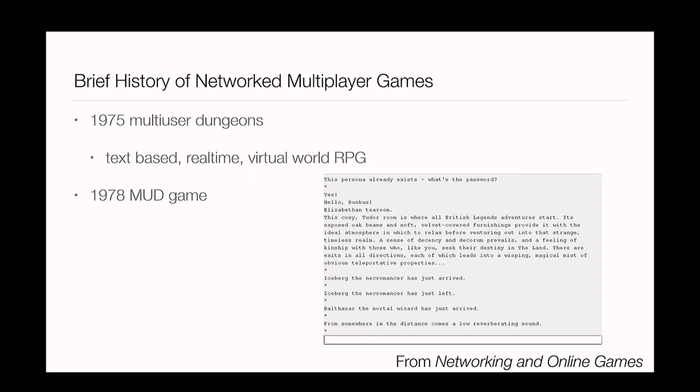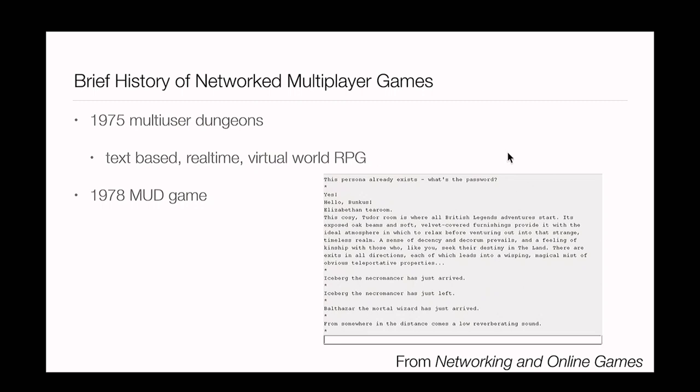All right, 1975, these things called multi-user dungeons showed up. So in the 70s, this is when Dungeons and Dragons first showed up. So a lot of the early computer games were basically the text versions of Dungeons and Dragons. And so these things called multi-user dungeons or MUDs. So if you ever see the term MUD, that's what it's referring to. These are text-based, real-time RPG games played in a virtual world.